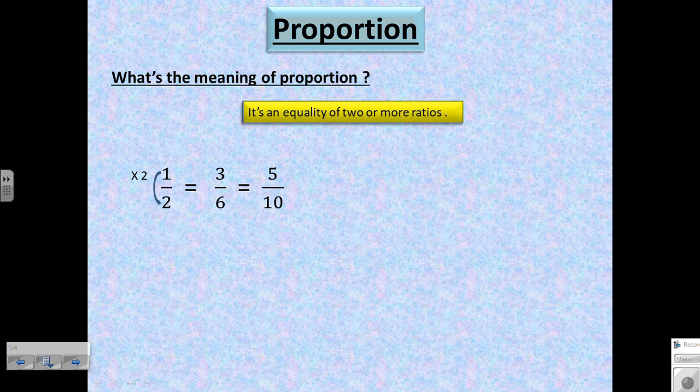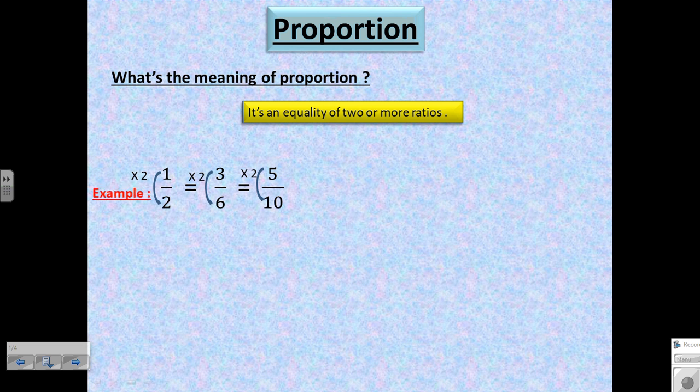1 times 2 equals 2. 3 times 2 equals 6. 5 times 2 equals 10. So these three ratios are equal, which means that they are proportional.